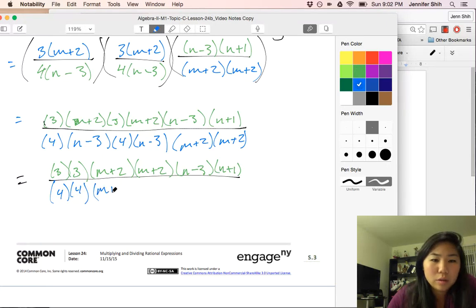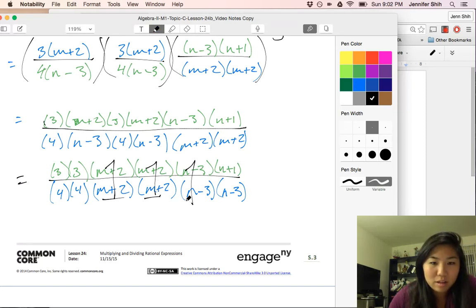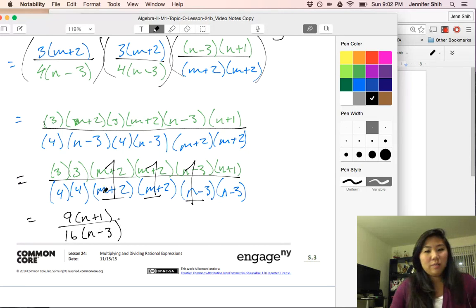I have an n plus 2 I can line up. I have another n plus 2 that I could also line up. And then I have an n minus 3 that I can line up right underneath the numerator, and an n minus 3 again. So with this, I can't cancel this out, but I can cancel out these factors, and these factors, and I can be left with 3 and 3 is 9, n plus 1, and 4 and 4 is 16. And I have n minus 3 left over. Let's see, all the n's are lined up.